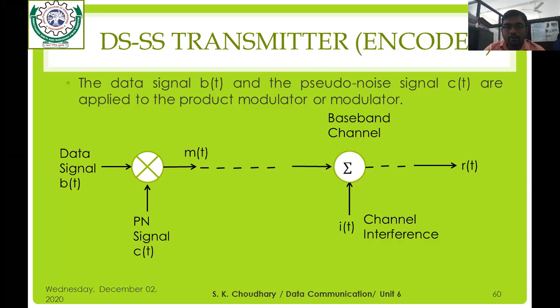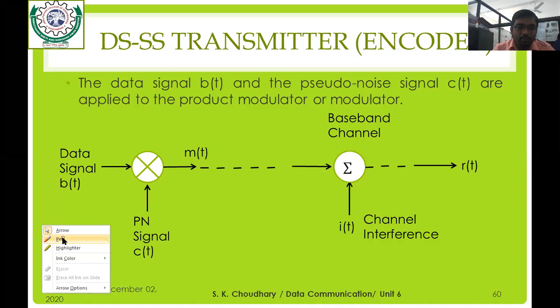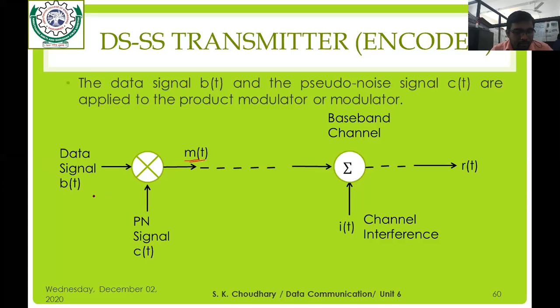Here you can see the data signal b(t) and PN sequence c(t) are applied to the product modulator, and that would generate the output of this modulator that is having a very wide spectrum, because it is multiplied with this particular PN sequence. The m(t) is the output of this product modulator that is having a wide spectrum, meaning bandwidth will be increased, and the spectrum of this signal is quite high compared to the narrow band signal b(t).